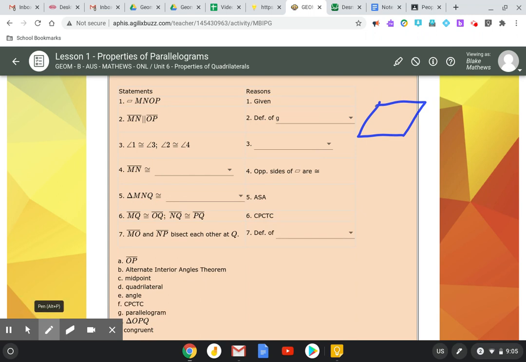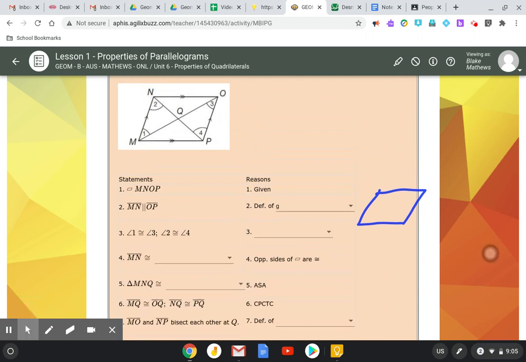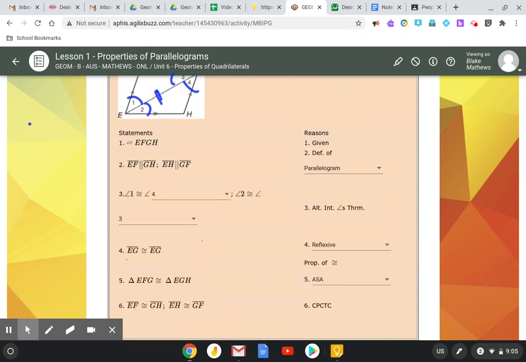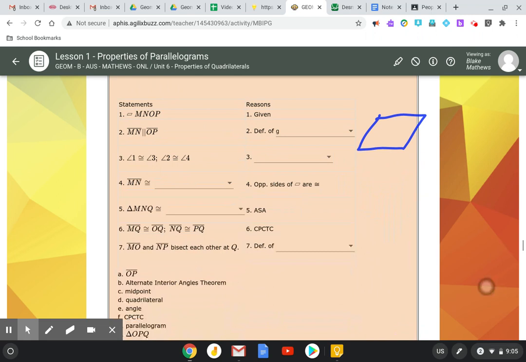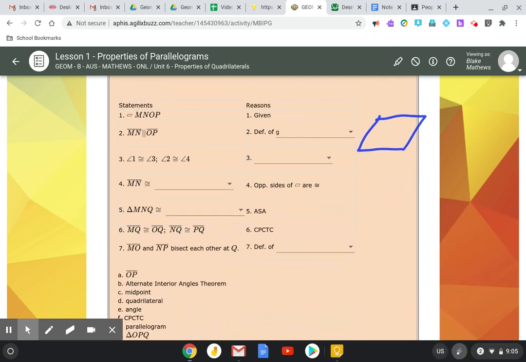Next, angle 1 is congruent to angle 3. Angle 2 is congruent to angle 4. Now, these are 1 and 3, 2 and 4. That should be familiar to you from the one we did up here. When we did that up here, the answer was alternate interior angles theorem. So let's go see if that's one of our options for number 3. There it is. Choice B says alternate interior angles theorem. So that's going to be our winner. So let's go there. And that's choice B.